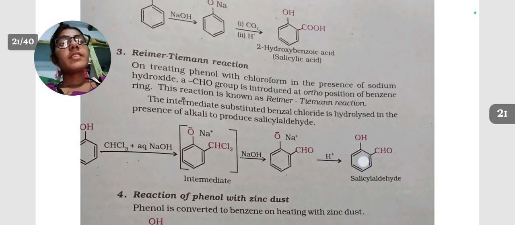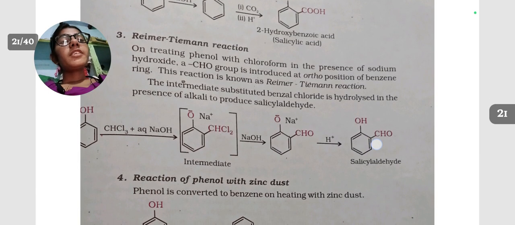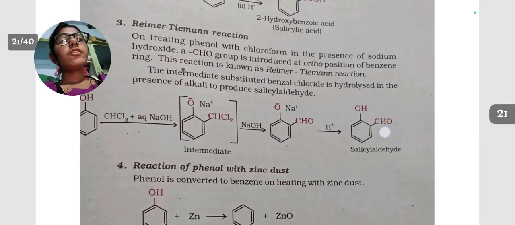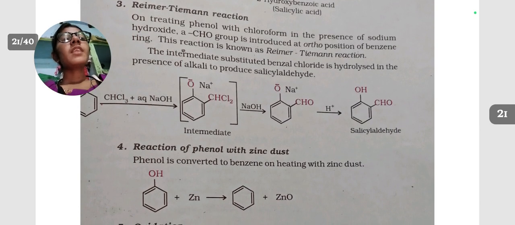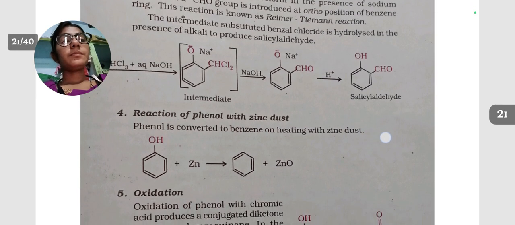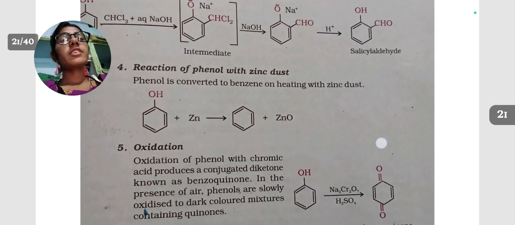Third is the Reimer-Tiemann reaction. On treating phenol with chloroform in the presence of sodium hydroxide, a CHO group is introduced at the ortho position of the benzene ring. This reaction is the Reimer-Tiemann reaction. The intermediate substituted benzyl chloride is hydrolyzed by the presence of alkali to form salicylaldehyde. For the reaction of phenol with zinc dust, phenol is converted to benzene on heating with zinc dust.